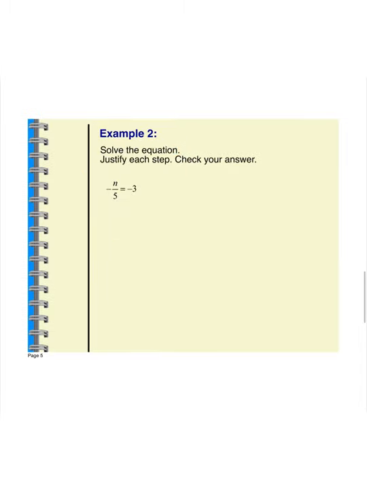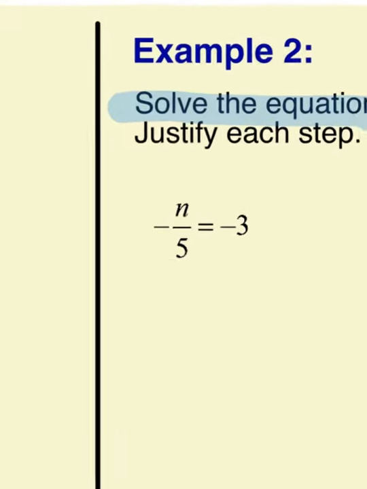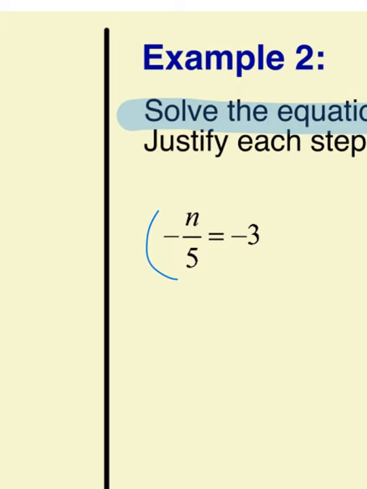All right, example 2 asks us to solve the equation again. This time our variable is n. To get n by itself, I have to get rid of that divided by 5. To undo the division, I'm going to use the inverse operation, which is multiplication. So to get rid of that divided by 5, I want to multiply this side by negative 5. Because I multiplied that side by negative 5, I also have to multiply this side by negative 5.